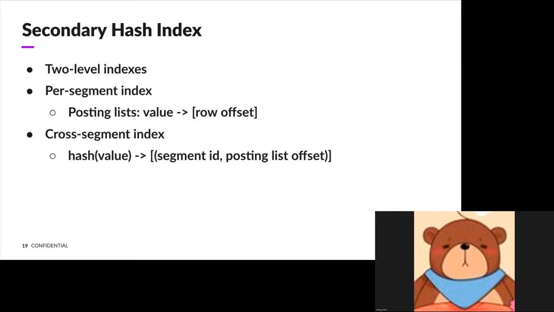So let's look at our secondary hash index example. It has two levels of index. The per segment index is a regular inverted index, which maps the value to the list of row offsets in the segment with that value. The cross segment index is another hash table, which maps the hash of the value to a list of segment IDs and the starting location of the corresponding posting list. The index lookup involves first searching the cross segment index to find the list of segment IDs and posting list offsets. Then for each selected segment, use the starting posting list offset to find the row offsets.